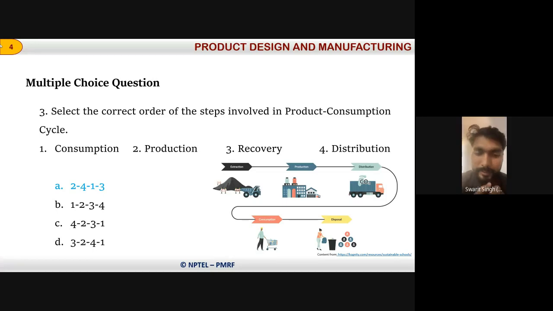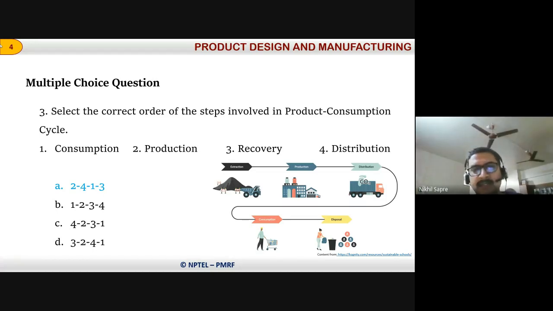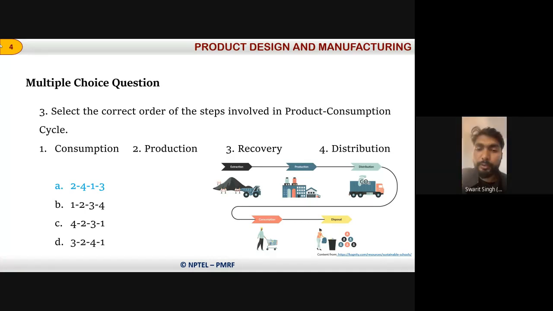So again, it will get connected to the zeroth stage, that is, extraction. Extraction can happen from the disposed product, or it can be recycled. Yes, sure. So this is there.